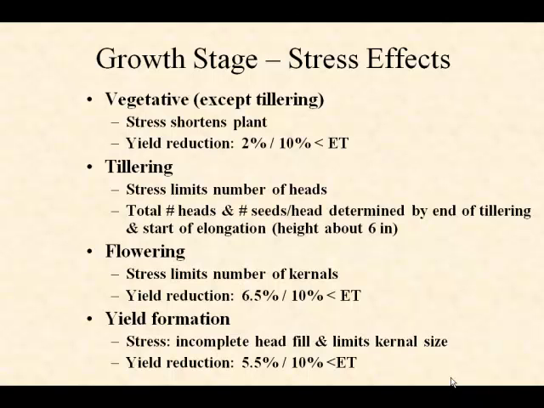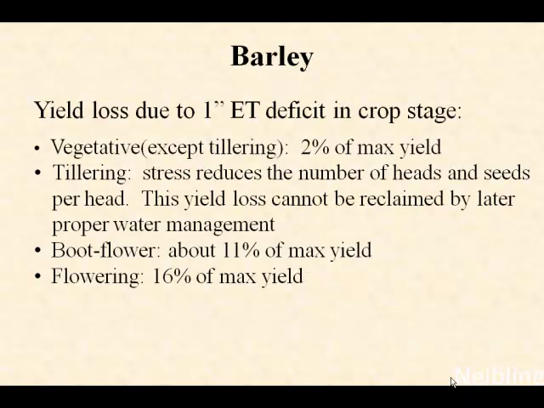Yield formation, you're going to get incomplete head fill and kernel size. You're going to limit at about 5.5% of your potential value for each 10% ET deficit. Barley, we can look at this a little bit differently. 10% ET, well, what does that really mean? So let's say if we have a 1-inch deficit in each crop stage, what does it do to us? A 1-inch deficit in vegetative is about 2% of the maximum yield.